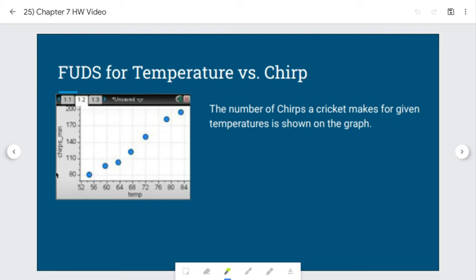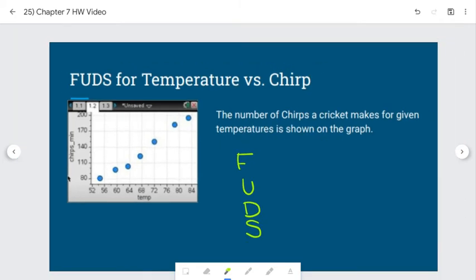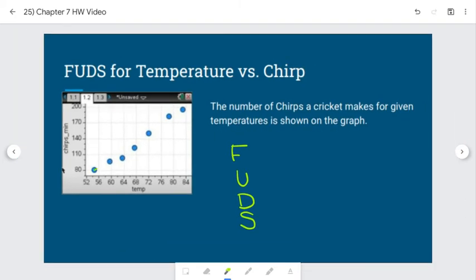In this case, we have a picture that represents the temperature versus chirps. The number of chirps a cricket makes for a given temperature is shown on this graph. So we're going to go ahead and FUDS this. I want to talk about the form. We can see that it's pretty straight. I can get a nice straight line that most of my data will hit. It doesn't have to be perfect, but the straighter it looks, the more the linear relationship is going to have a strong positive connection in this case.